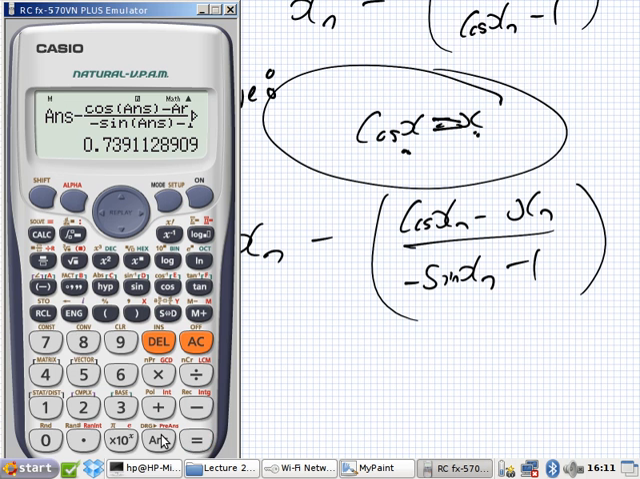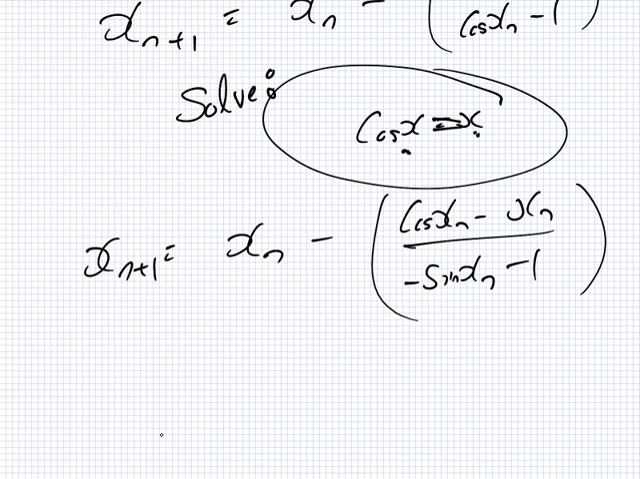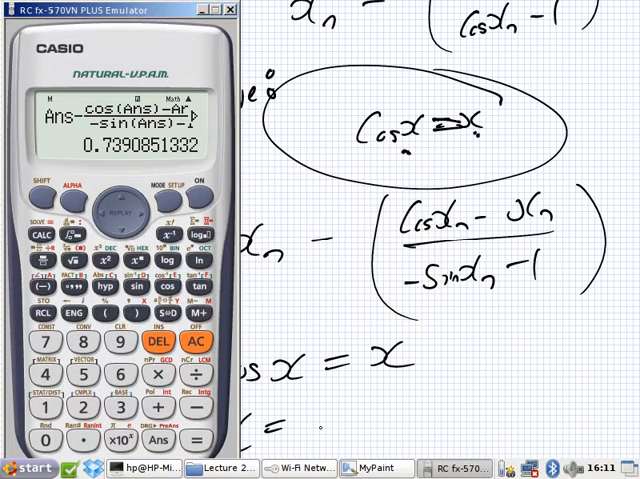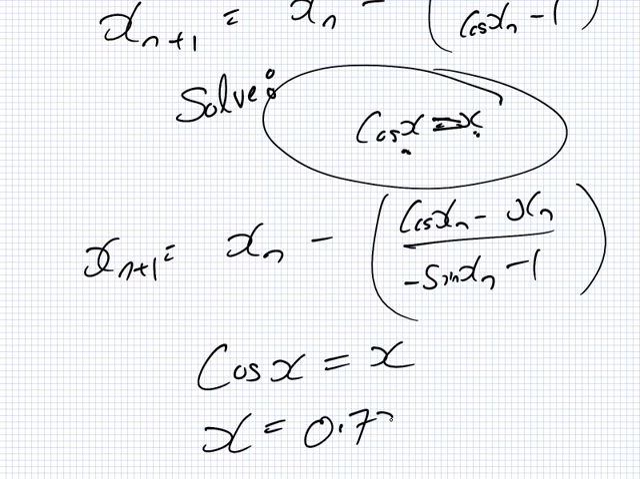Okay. Oh, got that really quickly. This is the answer. So in other words, if you have this equation, cos x equals x, then the solution is x equals about 0.739.